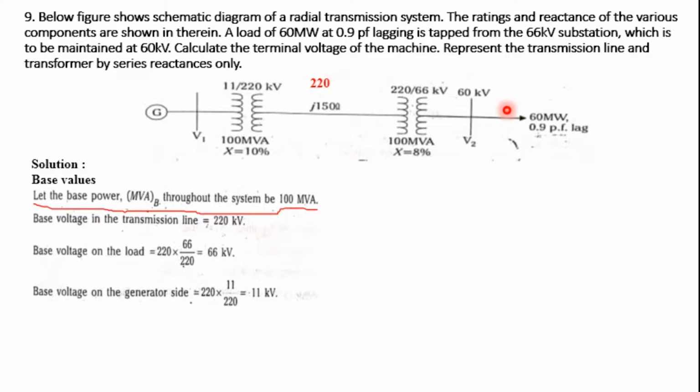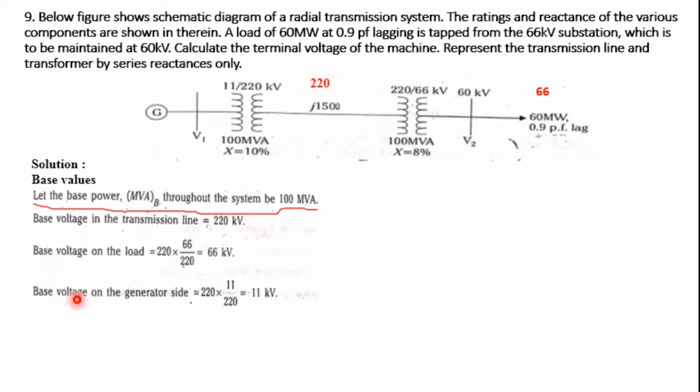I think people are able to understand this concept. So let's see, I wanted to calculate the base voltage across the load side. We know that this is ST, this is LT. LT is equal to ST rating of transformer into LT rating of transformer divided by ST rating of transformer. I am not writing the formula once again here, that you have to remember. So what is that? 220 kV, already we know that, into what is the LT rating of transformer? It is 66 divided by 220. So I will get 66 kV. 66 kV is the new base voltage across the load.